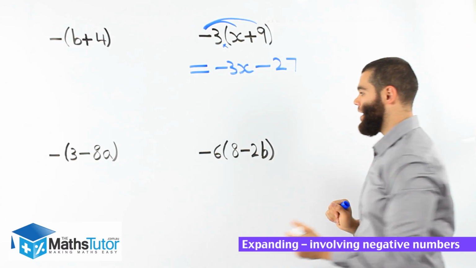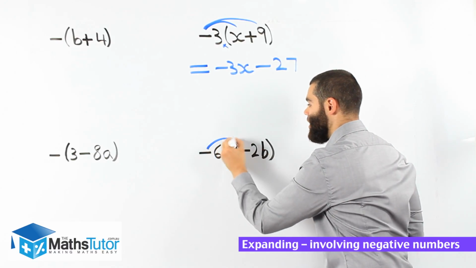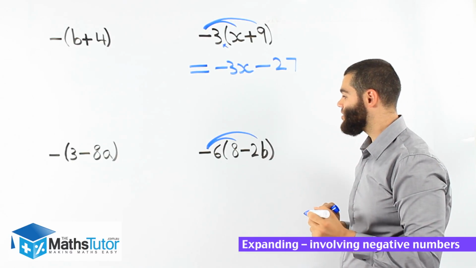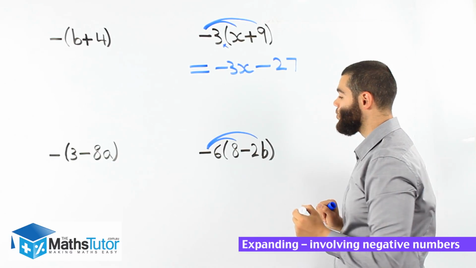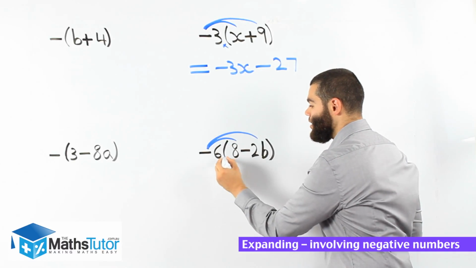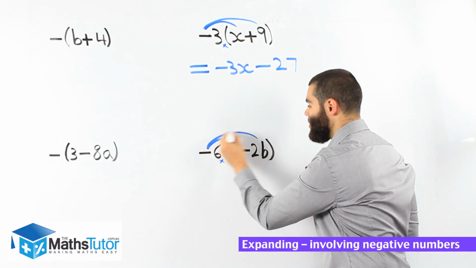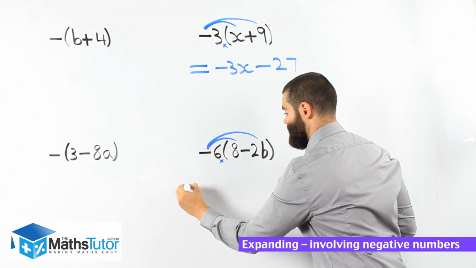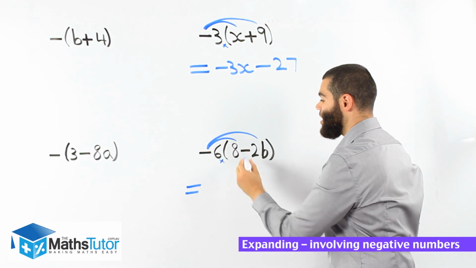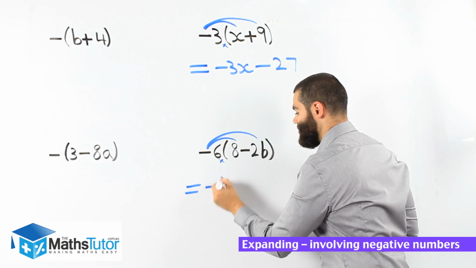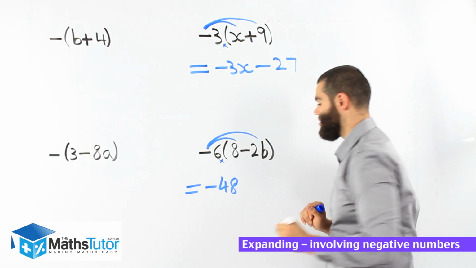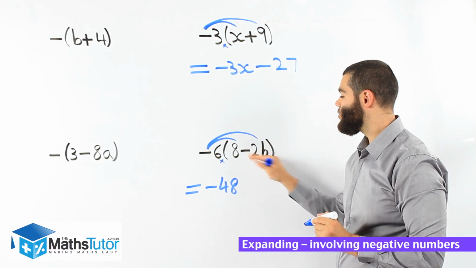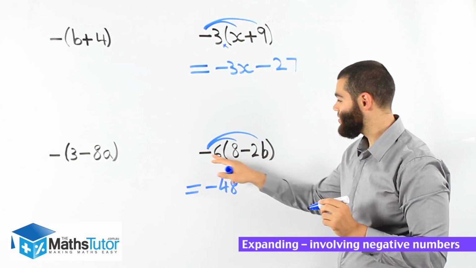Here we have negative 6 times everything inside the bracket. We're asked to expand. So to expand, we are going to remove the brackets by multiplying the outside with everything inside. Negative 6 times 8 is negative 48. Negative 6 times negative 2b. We notice that there's two negatives.